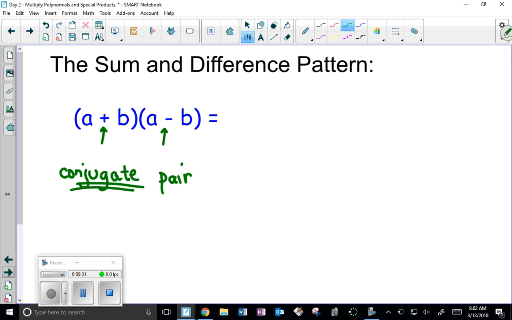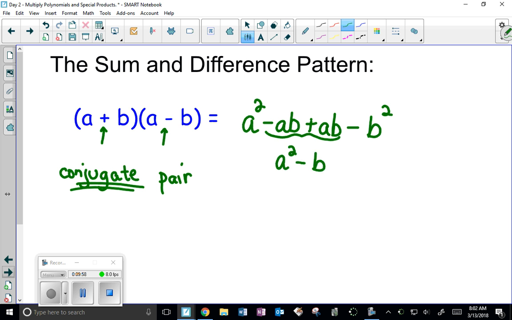So A times A is going to be A squared. Outer term is going to be negative AB. Inner term is going to be a positive AB. Last term will be a positive B times a negative B, which would be a negative B squared. And then you'll discover, oh, wait a minute, these will cancel each other out. And so you'll end up with A squared minus B squared. So if you need to keep foiling, keep foiling. If you see the patterns, do the patterns.